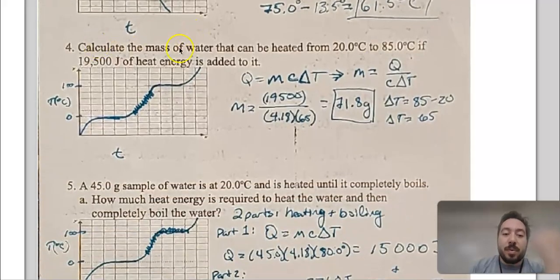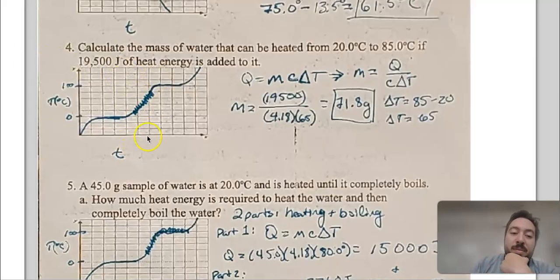Next one, number 4. Calculate the mass of water that can be heated from 20 degrees to 85 degrees if 19,500 joules of heat energy is added to it. And we're going from 20 to 85. So again, we have our heating curve here. 20 to 85 is somewhere around this. It's about this area that's shaded in. Not quite exact, but again, we're just being close.